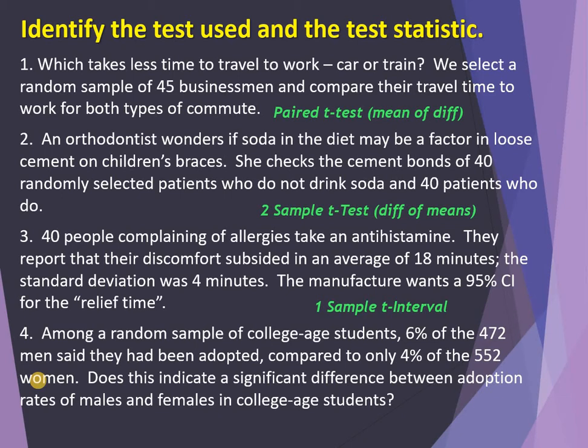2, okay, so we've got 2 samples because we have, it's really nice, they tell us 472 men versus 552 women, so we know that we've got 2 samples. Are we going to be dealing with Z's or T's? Z's. Why Z's? It's a rate. 6% of. I'm going to have successes and failures. So this is going to be a 2-sample Z test because it says does this.